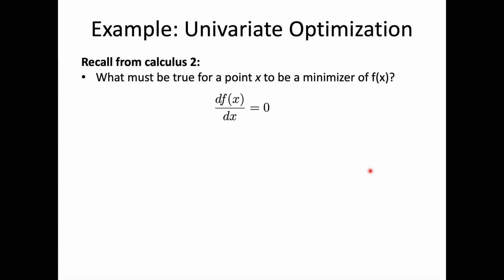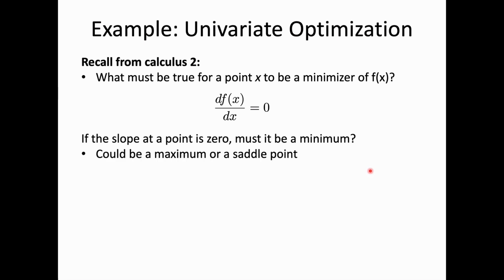But remember this question: if the slope at a point is 0, must it be a minimum? Or could it be something else? Are there some other possibilities? Yes, there are other possibilities. It could be a maximum or a saddle point.